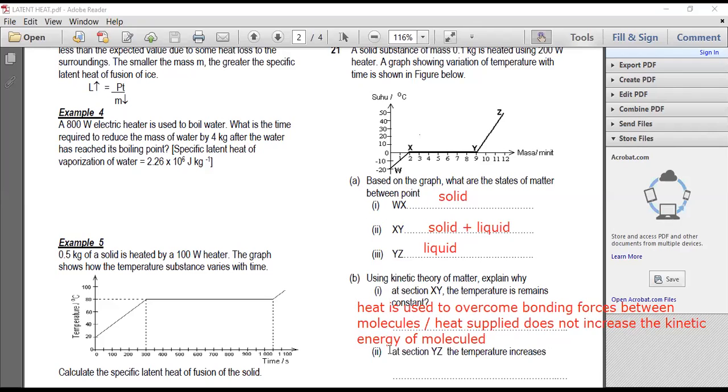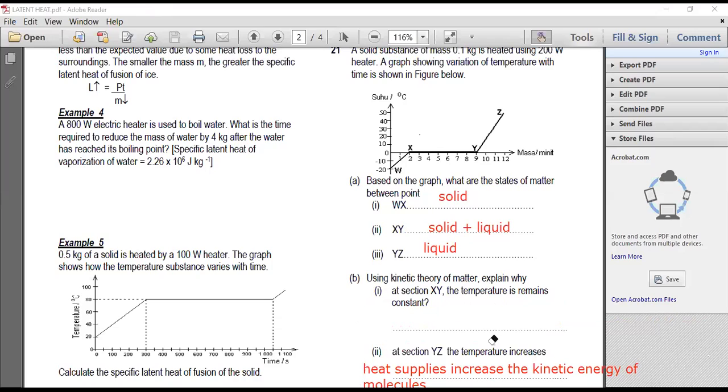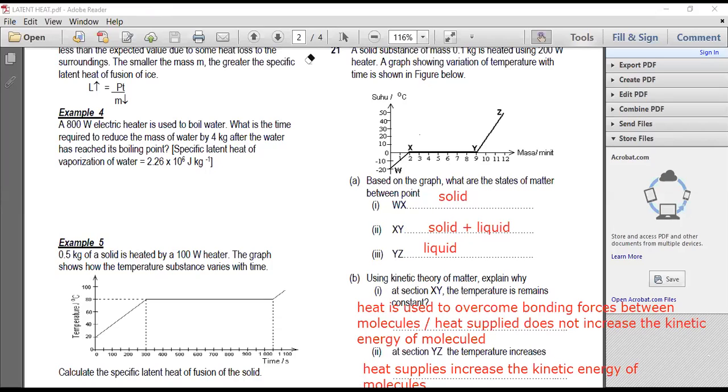Next, at YZ, why does the temperature increase? The heat supply increases the kinetic energy of molecules.